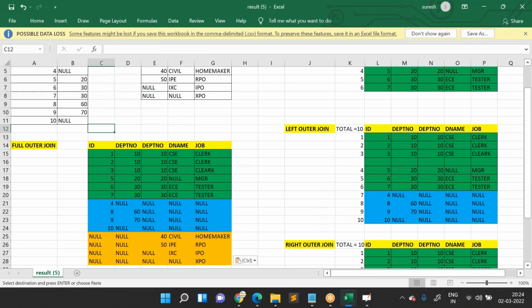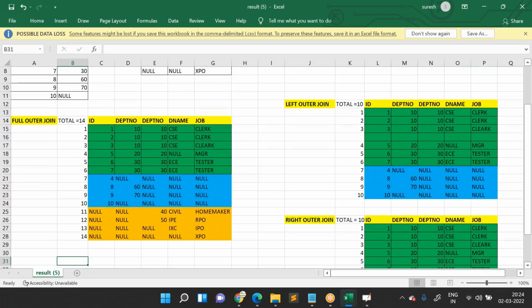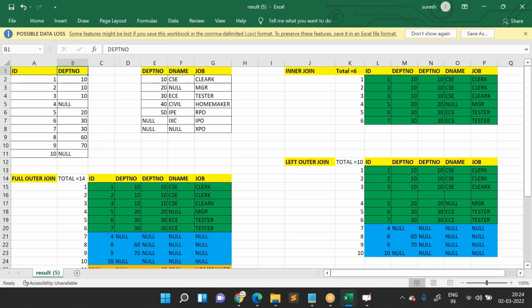This is the output we are going to get. In total how many? 1, 2, 3, 4, 5, 6, 7, 9. So we got it. So how the results are coming, or how the nulls are coming.